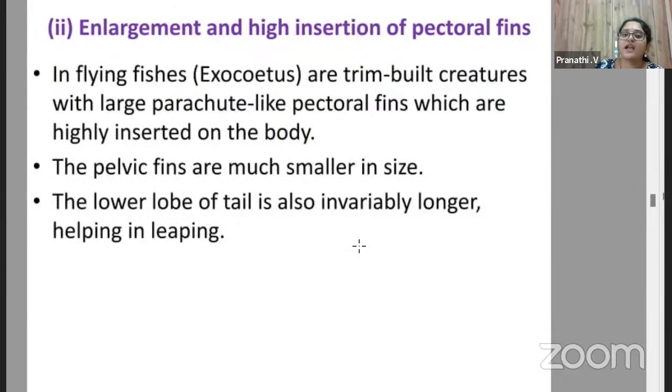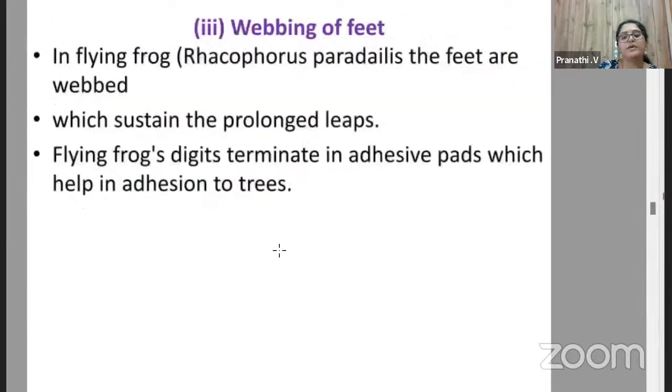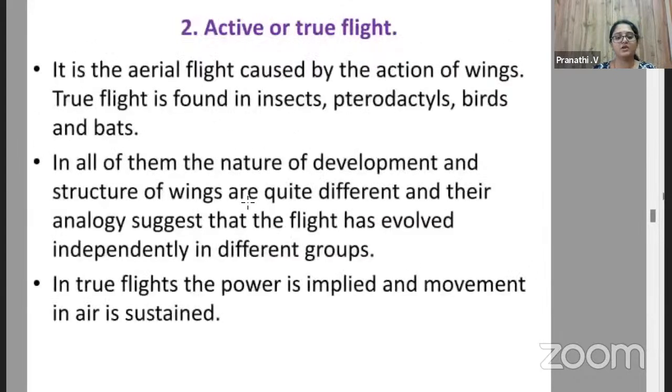And then you have enlargement and insertion of the pectoral fins in the case of fishes. That is, Exocoetus is a fish which usually flies. For a short duration it comes out of the sea, then goes back into the water again. In this case, the pelvic fins are smaller in size and the tail is longer, helping in leaping. And then you have webbed feet in the case of flying frogs, and you have adhesive pads also.